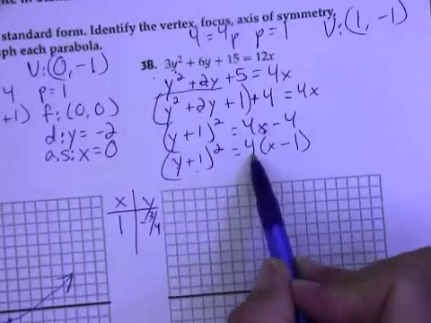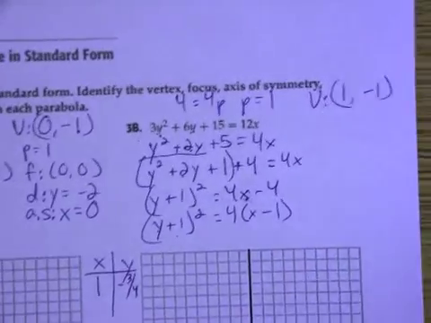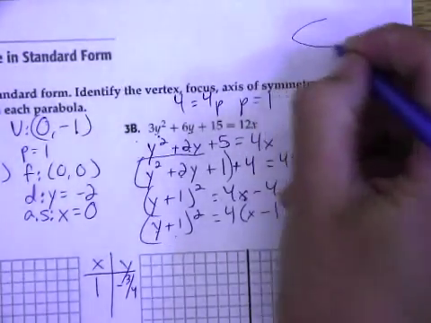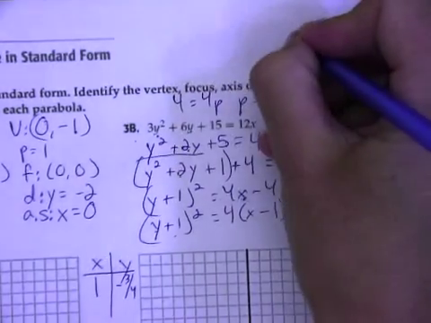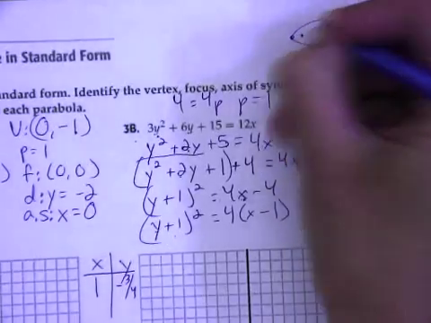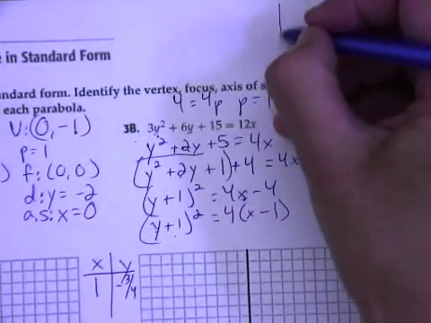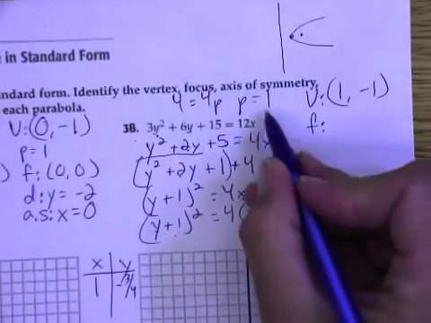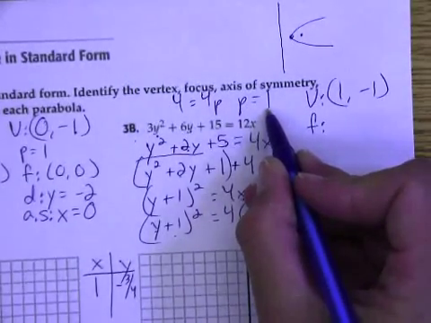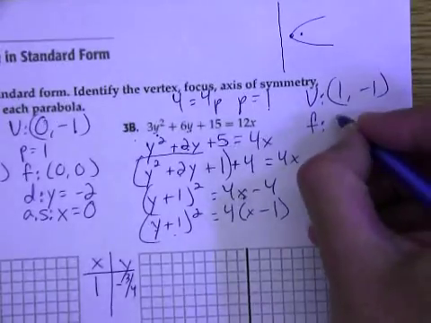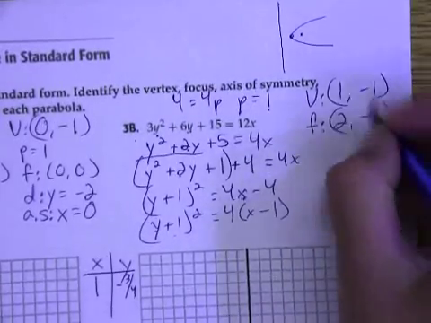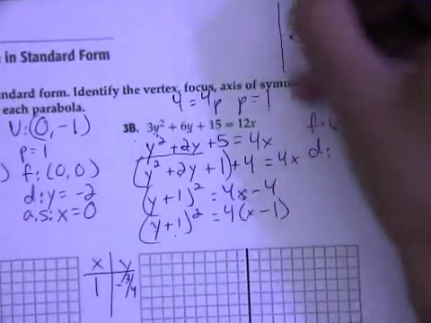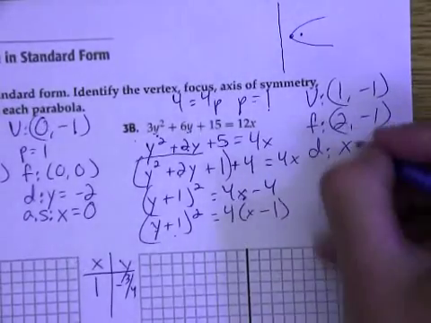So remember that this 4 equals 4p, so that's why p will equal 1. And then the vertex is right here staring at me, 1 comma negative 1. Since the y is what's being squared and the p is positive, this graph is going to kind of look like this, opening to the right.